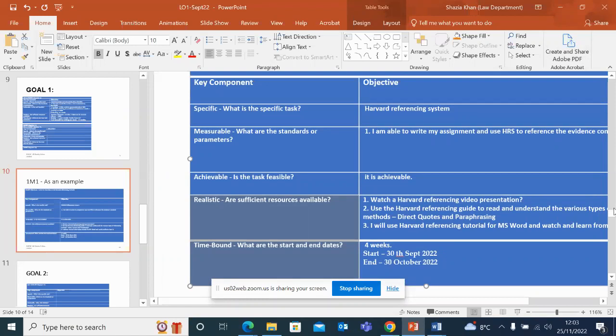So the measurable is what are the standards of the parameters. So here you would be looking at, you are able to write my assignment and use Harvard referencing system to reference evidence. Why do you think it's so important when we look at this, to reference your work?